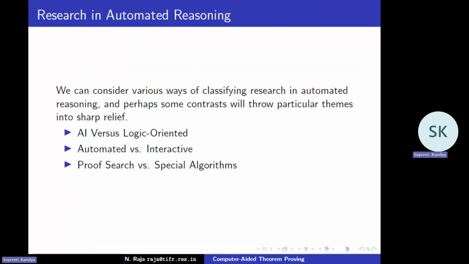So what about research in automated reasoning? People have been going in various ways. Here are some of the major directions in which this field is being explored. There is the AI versus the logic-oriented approach. Then there is the automated versus interactive, and then there is the proof search versus special algorithms approach. Let me tell you briefly about these various ways in which people are exploring these areas.